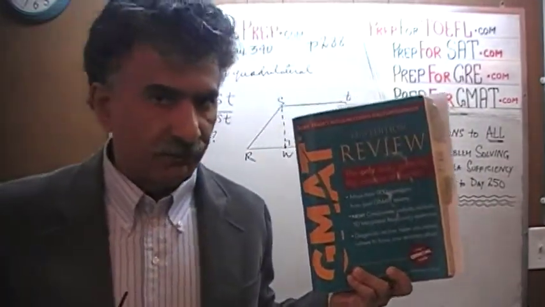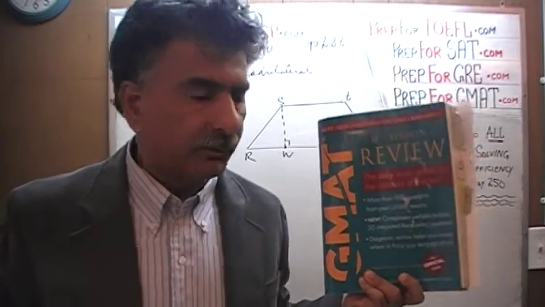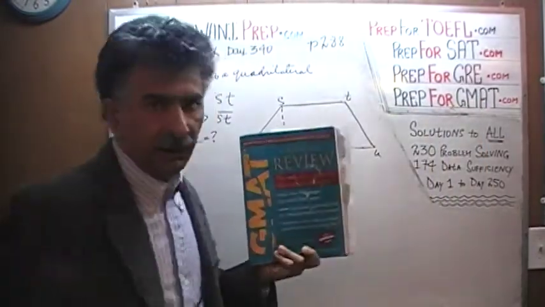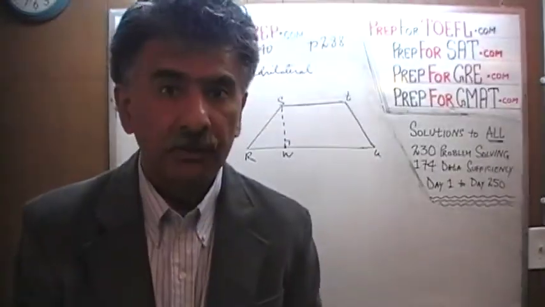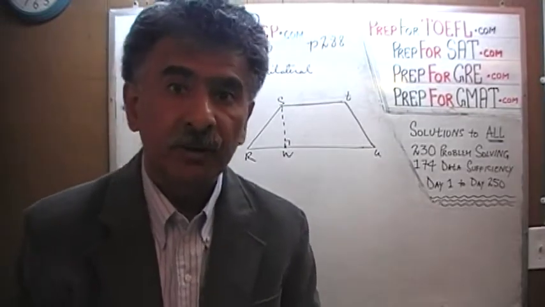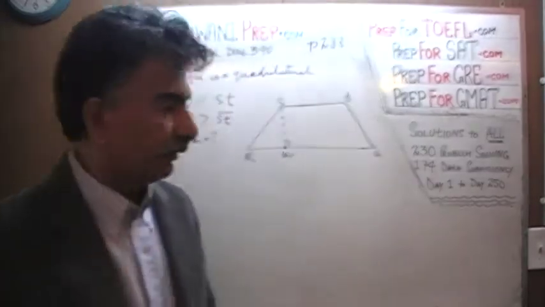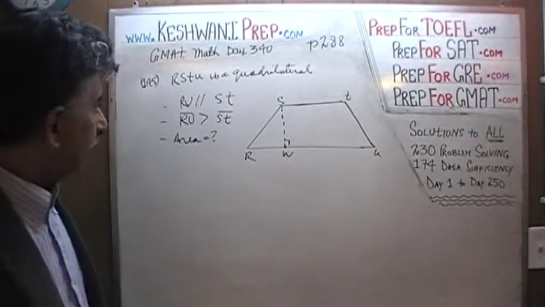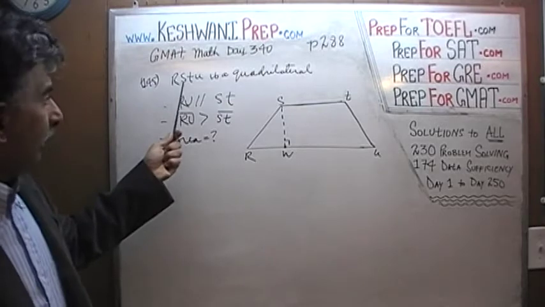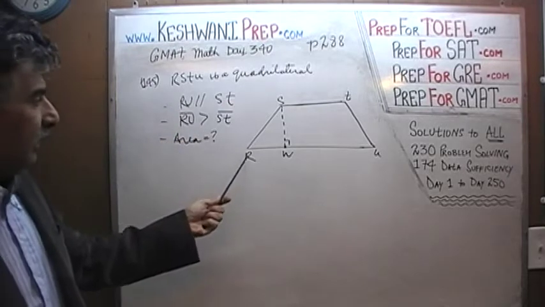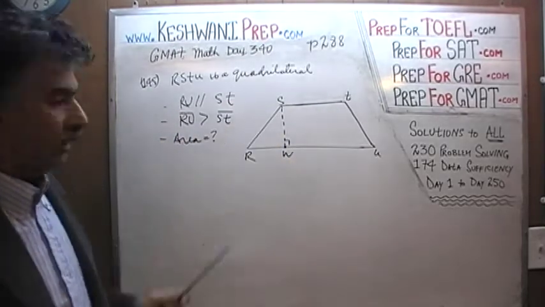Right now, we are in the process of redoing the problems, and we are on page number 288. Please turn to it. Page number 288, the very first problem that you see there in the second column, number 145. The problem is already on the blackboard. We are told that we have a quadrilateral, RSTU, as you can see here. We are given a quadrilateral.